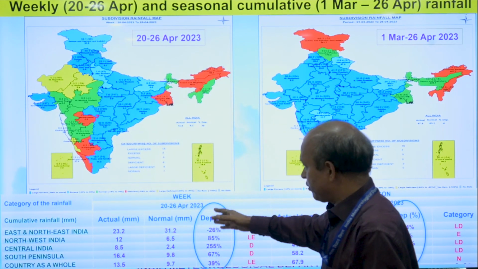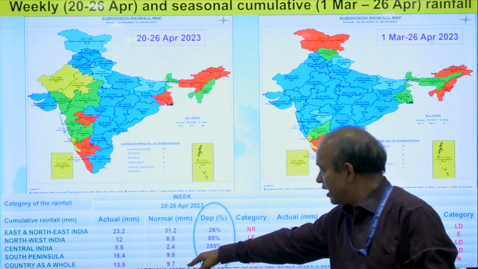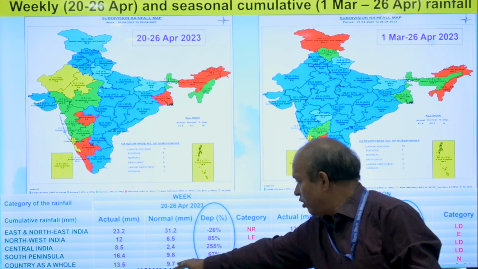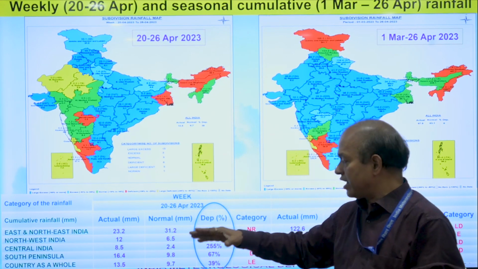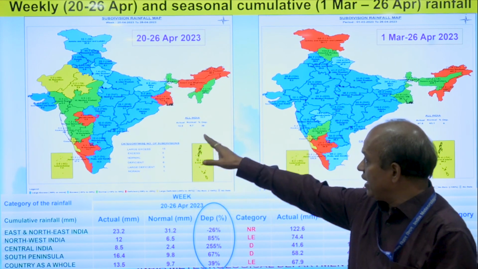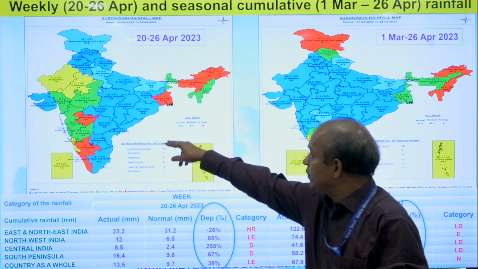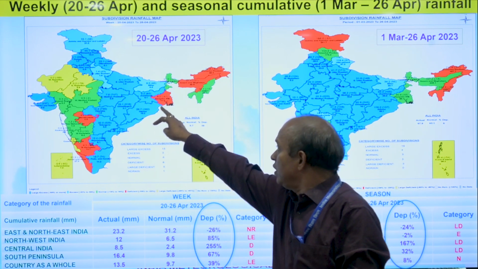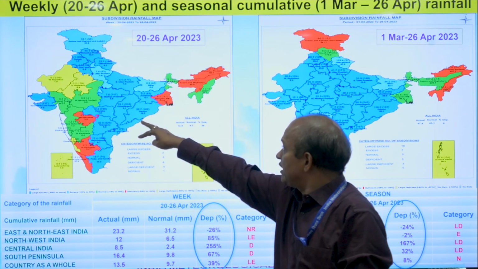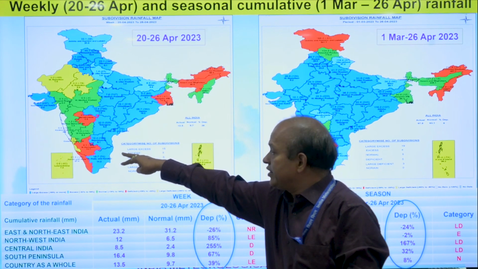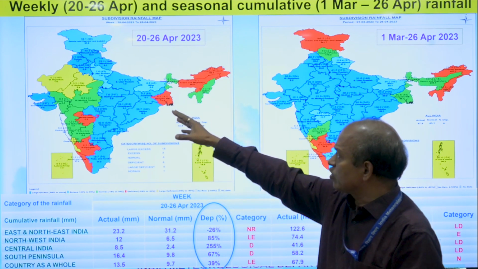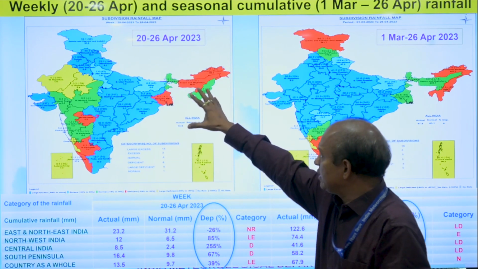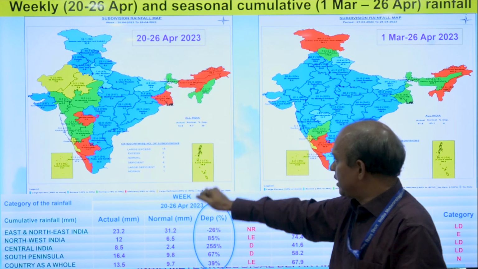the statistics of rainfall. You can see here, this is the all India rainfall, the country as a whole. It is 39% above normal. That means 39% extra rainfall we have got during the week. And different subdivision-wise you can see, dark blue is the large excess, then green is normal, then red is deficient, and yellow is large deficient. So only the northwest part, if you see, otherwise we have got good rainfall activity during the week.